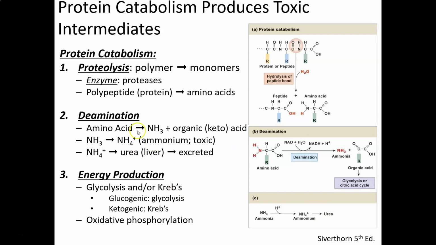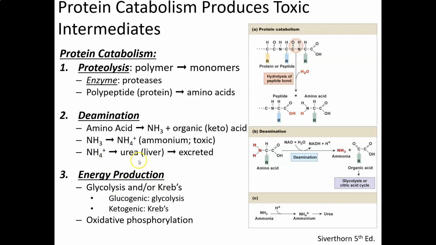So the deamination is part of the higher energy requirement of breaking down protein. Also, it's one of the more dangerous things you can do metabolically, because it puts an overload on your kidneys to process that.